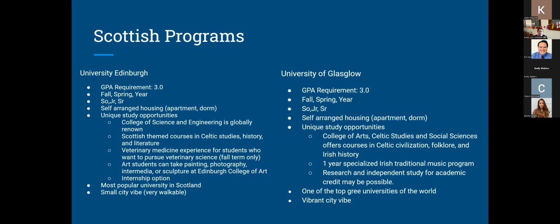But basically, Edinburgh is really, really great for science and engineering. I'd say definitely world renowned. If you are an engineer of any type, this is definitely a great university for you. The other thing that's unique is a lot of students who are interested in veterinary medicine can take veterinary science courses. You can only do that during the fall, but that's something that UCSD does not offer, that University of Edinburgh does. They have a lot of Scottish courses, which a few others do as well.